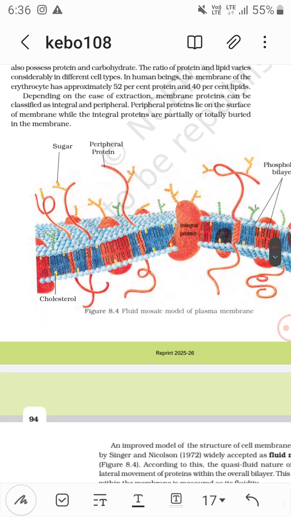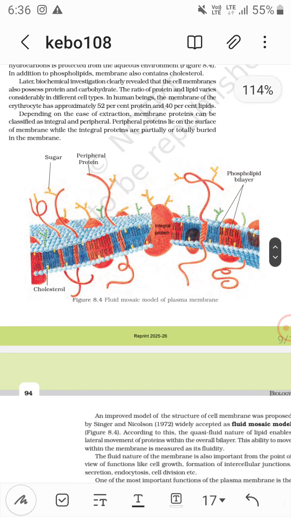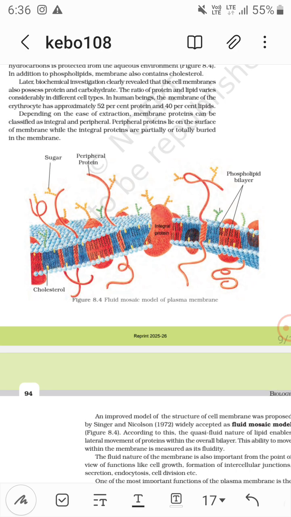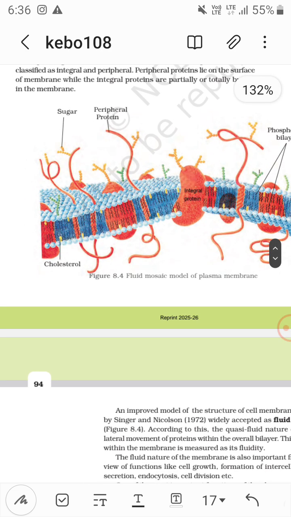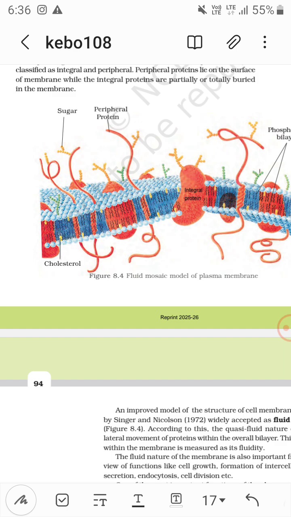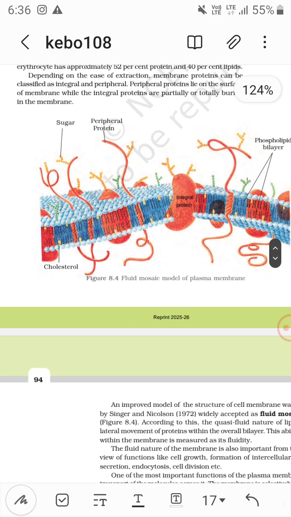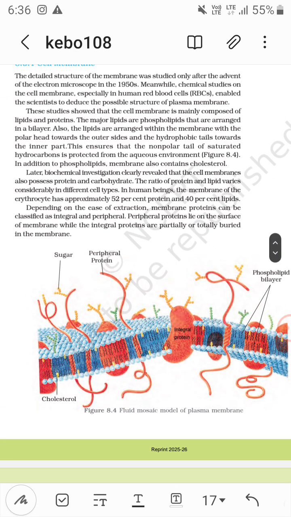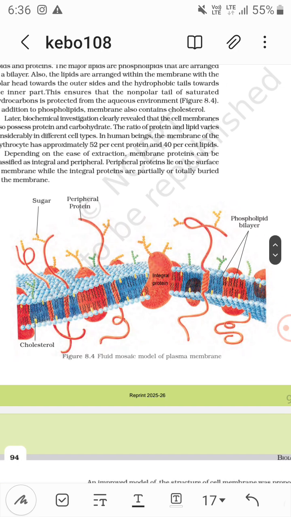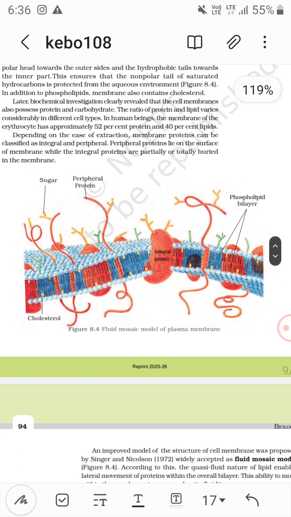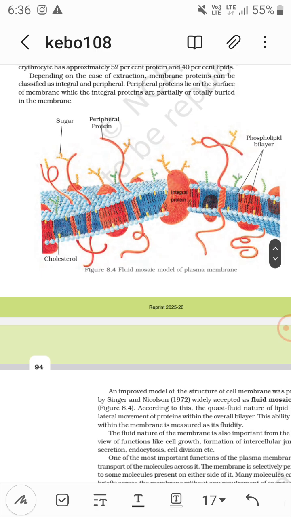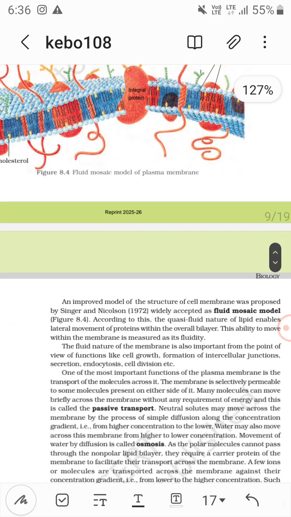And you see in the diagram, depending on the ease of extraction, membrane proteins can be classified as integral and peripheral. Peripheral proteins lie on the surface of the membrane, while integral proteins can be partially or totally buried in the membrane. You see there is a peripheral protein, then a sugar, that is maybe carbohydrate, as I said, and there is the phospholipid bilayer, then the integral protein, then cholesterol. This is the fluid mosaic model of the plasma membrane.